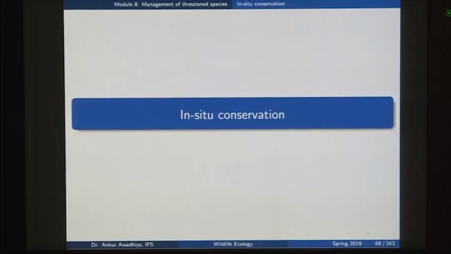Namaste. Now that we know that there are species that are under the threat of extinction, what can we do to conserve them? What are the ecological processes that we can use, or what are the conservation strategies that we can use to protect those species to save them from the brink of extinction? So, in this context, we have two different kinds of strategies, which are in situ conservation and ex situ conservation. And in today's lecture, we will have a look at in situ conservation.